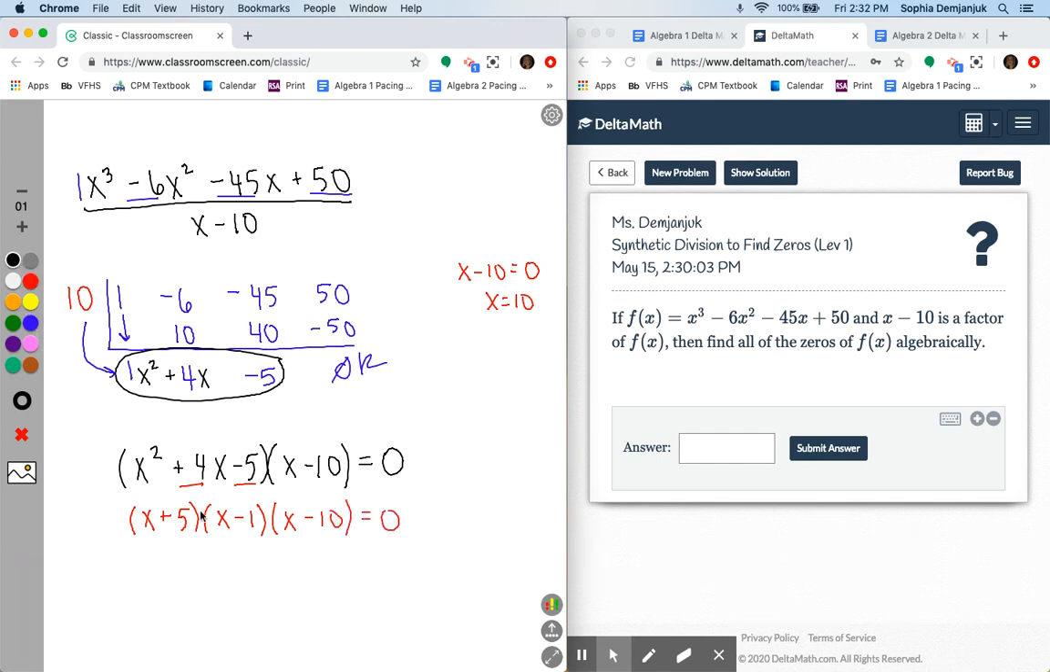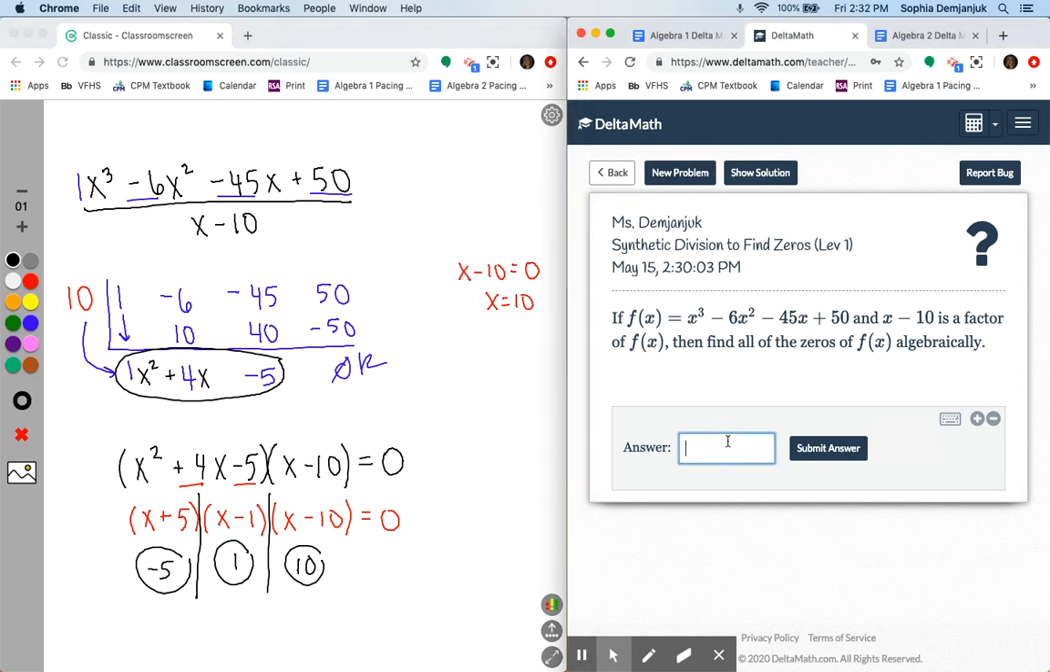So you're going to individually set each of these pieces equal to 0, which is just like flipping the sign. If x plus 5 equals 0, you know that x equals -5. If x minus 1 equals 0, we can flip the sign. x will equal +1. If x minus 10 equals 0, you can flip the sign. x will equal +10. So we get -5, 1, 10.